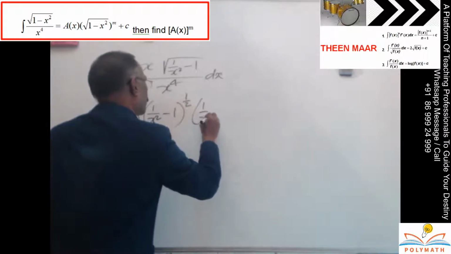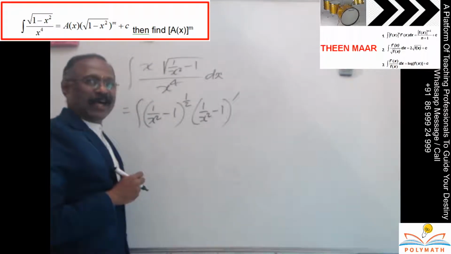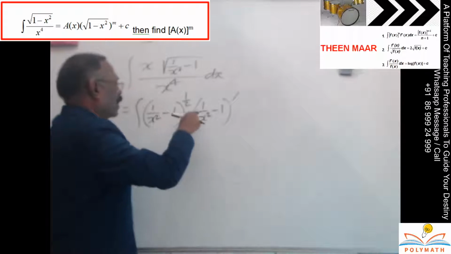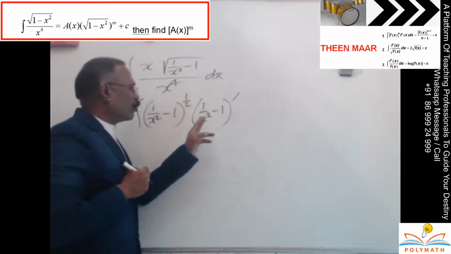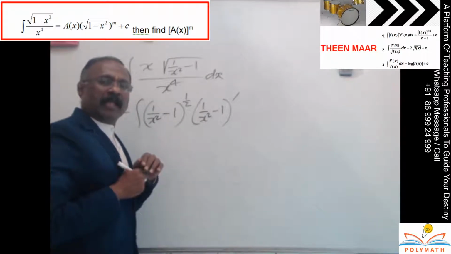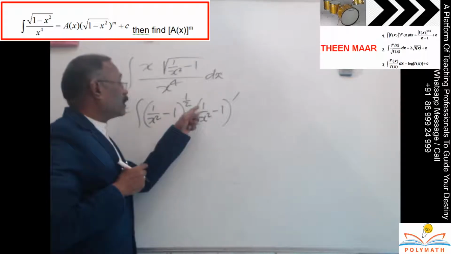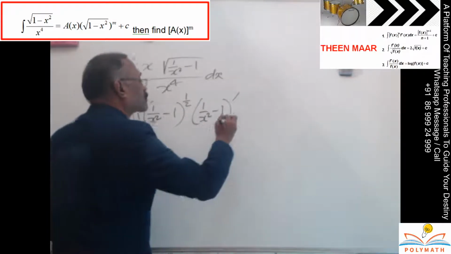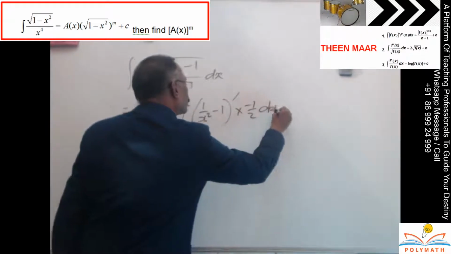1 by x square minus 1, dash. If I write like that, what is the derivative of this? 0, of course. One's derivative is 0. 1 by x square derivative is x power minus 2 derivative, minus 2 into x power minus 3. That is minus 2 by x cube. So an extra minus 2 you are getting. So write minus 1 by 2 dx.